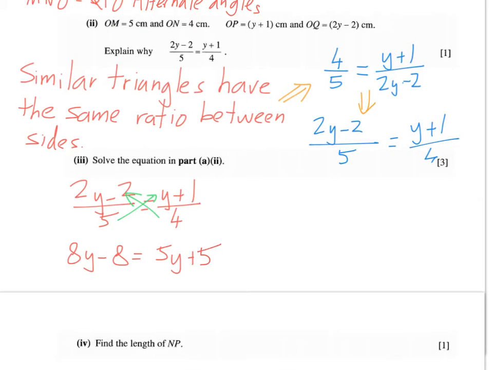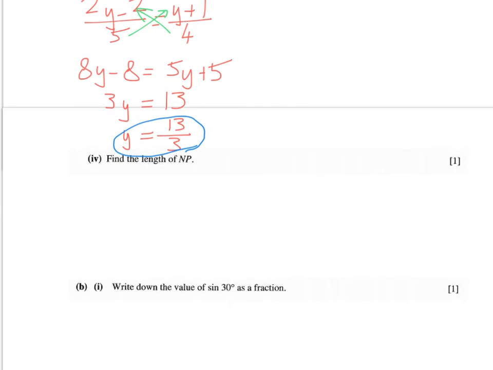So now subtracting 5y from both sides gets me 3y on this side, and adding 8 to both sides gets me 13 over there. So I get y equals 13 over 3. Now I could do all sorts of that, putting it as a recurring decimal or a mixed number, but I'm not going to. Right, now we know what y is, we can solve all other sorts of bits.